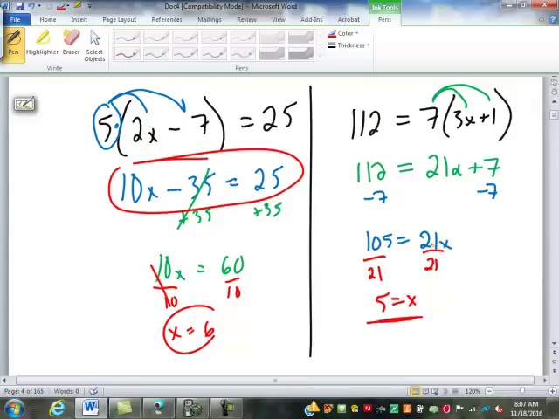As always, I can go back and put that 5 back in there. And 3 times 5 is 15, plus 1 is 16, times 7 is 112. We get the same value on both sides. So don't forget, if you're unsure, you can always do that. Put the value back in, and you better get the same value on both sides of the equal sign. Any questions?